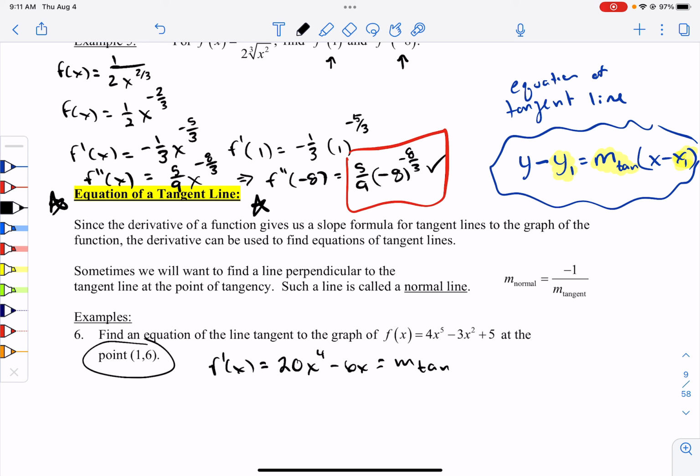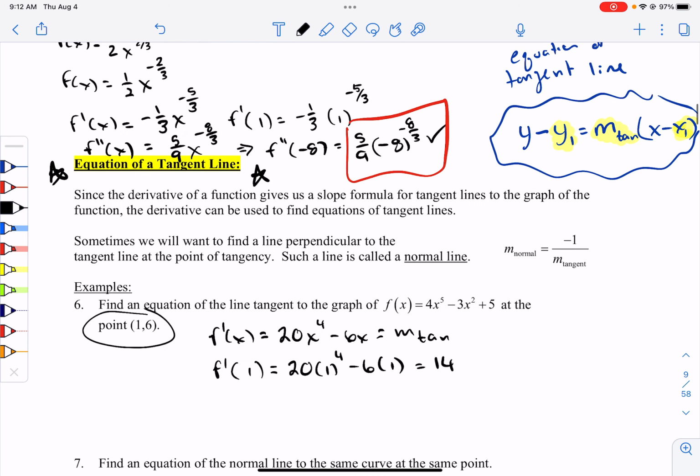Now, I want a specific slope. I want the slope at the point when x equals 1. So this becomes 20 times 1 to the 4th minus 6 times 1, which is just 20 minus 6, so that's 14. So my tangent line slope at this point is 14. Now I'm going to plug it into the formula. y minus y1. Well, y1 is this value right here, 6. So y minus 6 equals the slope of my tangent, 14, multiplied by x minus x1, which is 1.